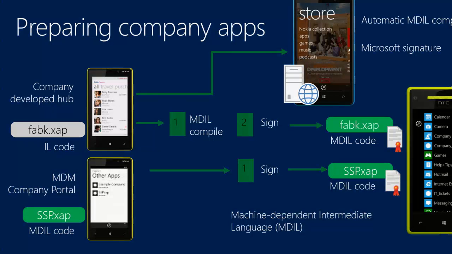So you can see here we have the company-developed hub for fabricam.zap. It's developed in intermediate language. So we need to recompile that into machine-dependent intermediate language. Then we need to sign that app and then distribute it onto the phone via mail, side-loading with an SD card and whatnot. With the MDM option, you actually just load the portal when you enroll the device, and everything's kind of automatic. It's already in MDIL.